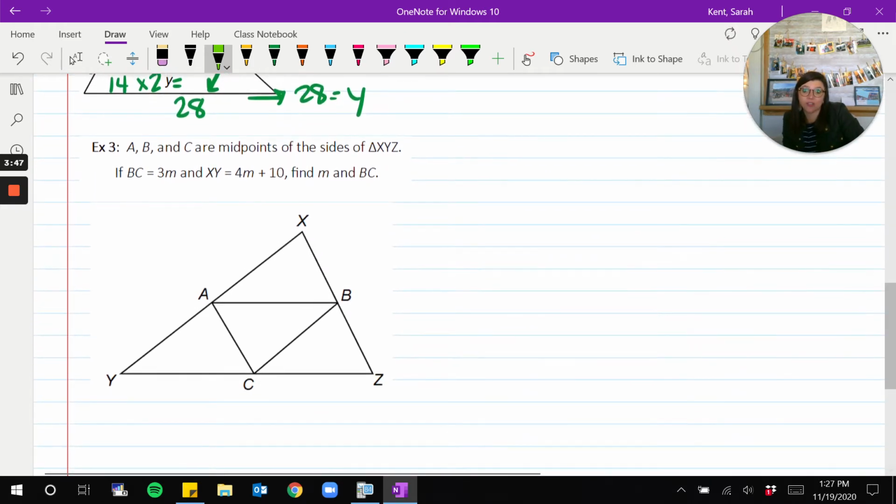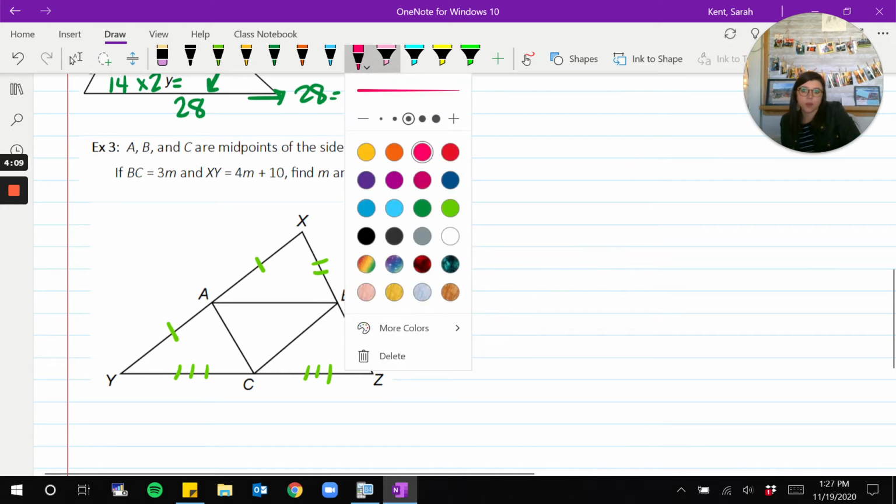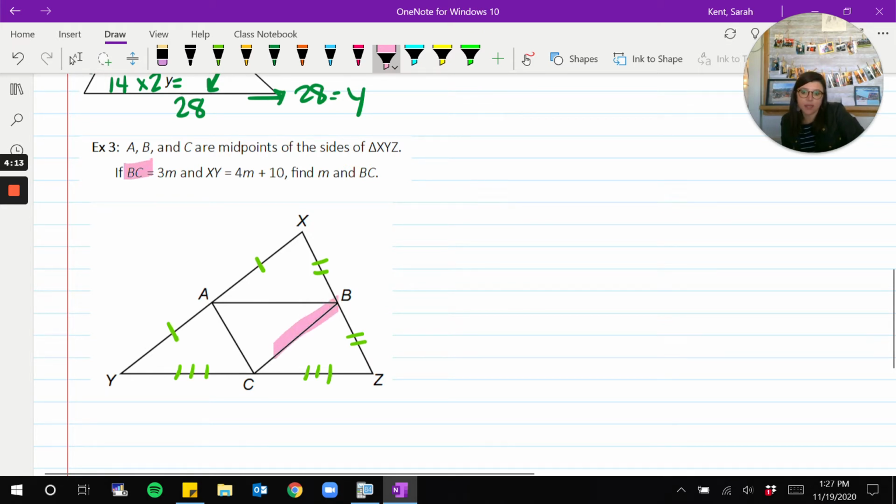Here we have a lot of lines. This says A, B, and C are midpoints. So I know that these are equal, these are equal, and these are equal. So let's see what else. If BC equals 3, so we're looking at BC, I want to go from B to C, that will be 3, and then XY is 4M plus 10. So X all the way down to Y is 4M plus 10. This one's 3M. It asks us to find M and BC.